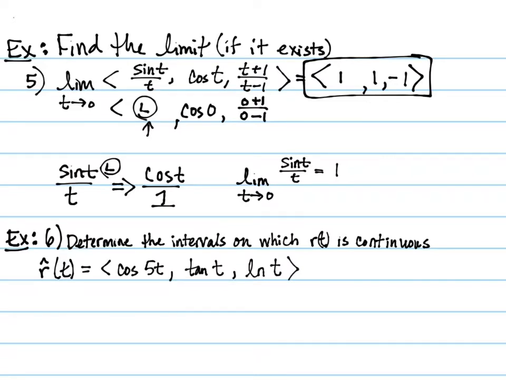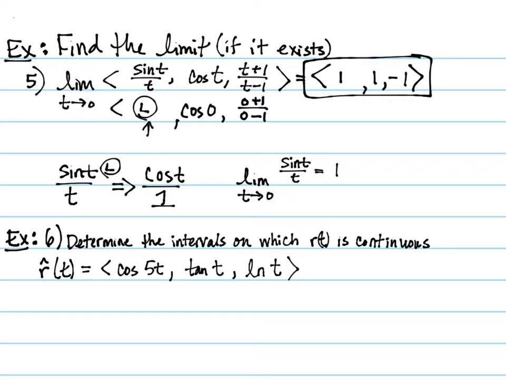And all of these are functions that you are familiar with. This is similar to the domain question from the very beginning. We think about it in much the same way. We identify for each of the functions where they are continuous, and then we have to look at the overlapping regions. So we're going to start with the easy one, the first one, cosine of 5t. Where is cosine of 5t continuous?